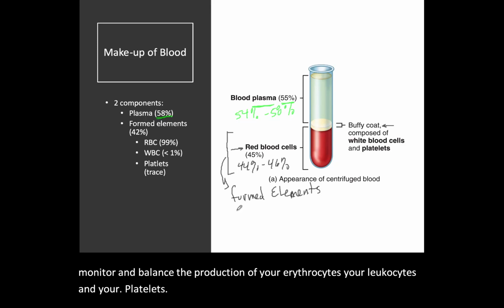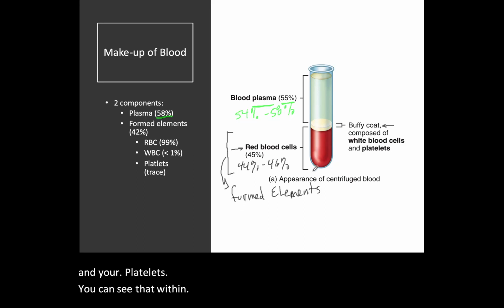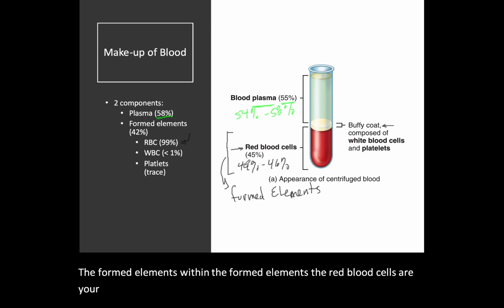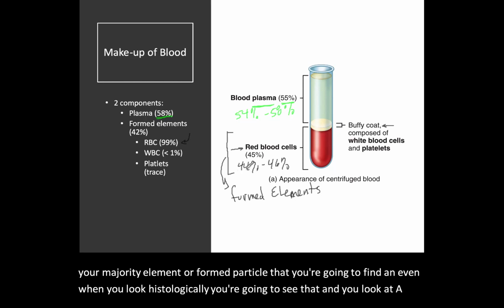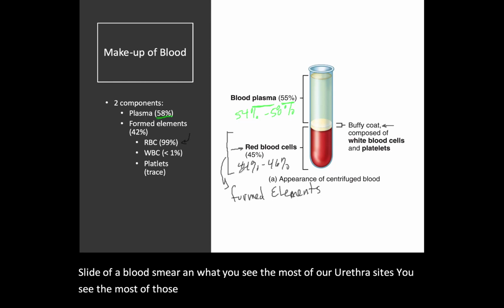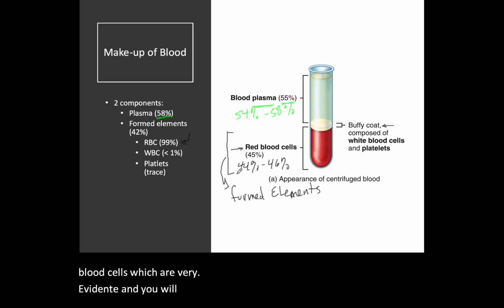You can see that within the formed elements, the red blood cells are your majority element or formed particle that you're going to find. And even when you look histologically, you're going to see that. You look at a slide of a blood smear, and what you see the most of are erythrocytes. You see the most of those red blood cells. And then you will see your white blood cells, which are very evident, and you will have even fewer platelets.